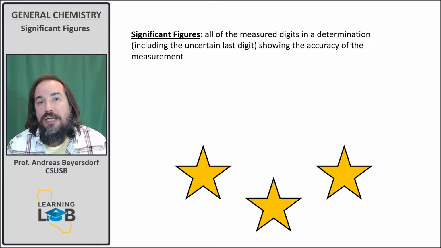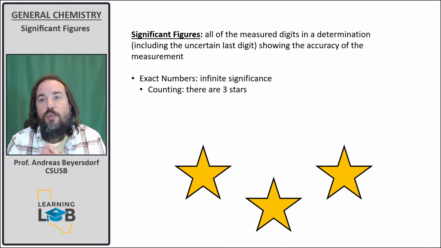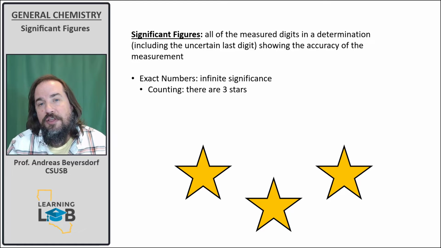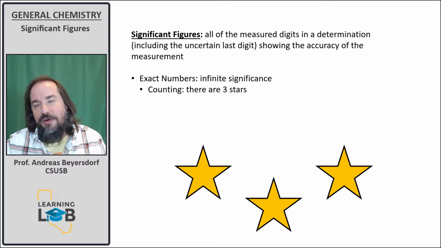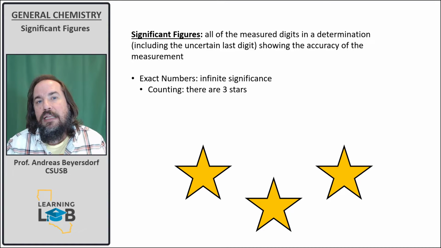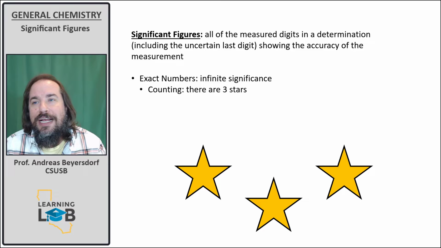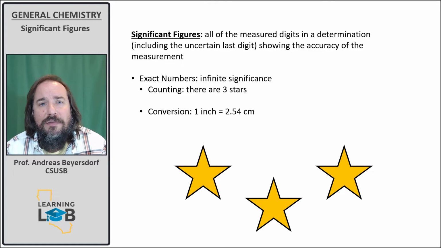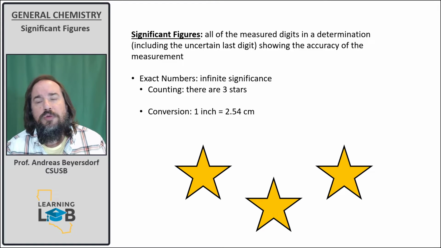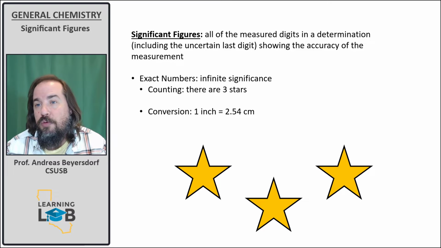Now, some measurements we know exactly. An example of this is when we count. So for instance, on the screen we see 3 stars. This might as well be 3.00000 stars. We know exactly that there are 3 stars. These have infinite significance. Another example is conversions. For instance, 1 inch equals 2.54 centimeters. We know this exactly.